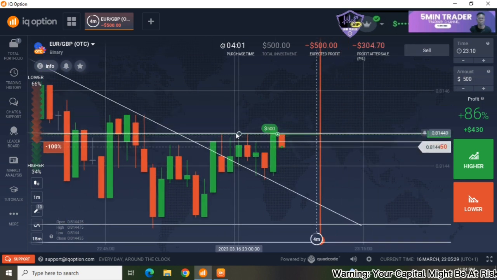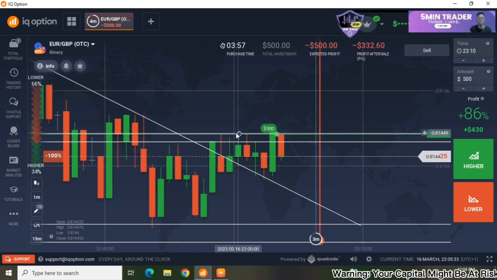So we'll wait for this trade to finish, and at the end of this trade I'm going to explain everything in detail, why I've placed this trade. So let's wait.